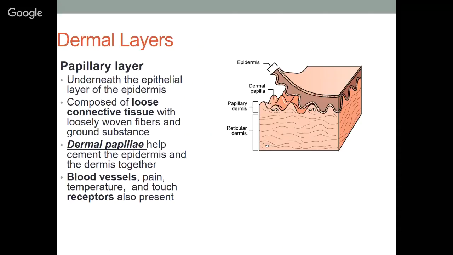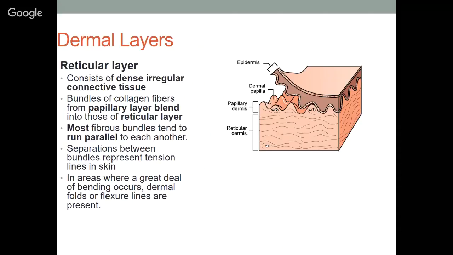In the reticular layer, we have dense, irregular connective tissue that are bundles of collagen fibers. There are those collagen fibers in the papillary layer, and they go into those of the reticular layer, and they mostly run parallel to each other. There are times when we have separations between those bundles that represent a tension line in the skin, and this happens when we have a lot of bending. So you'll see some dermal folds or flexure lines where you see a lot of bending in the skin.